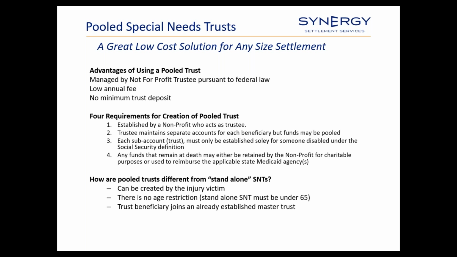Pooled trusts are a little bit different from standalone trusts, and a couple of the reasons are, one, the pooled trust can actually be created by the injury victim, and there is no age restriction. So this is the only trust that someone over 65 can actually join. And as opposed to doing a standalone trust document, this is where the actual beneficiary just joins an existing trust through a joinder agreement.